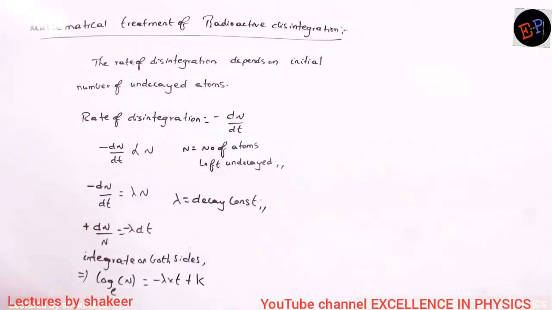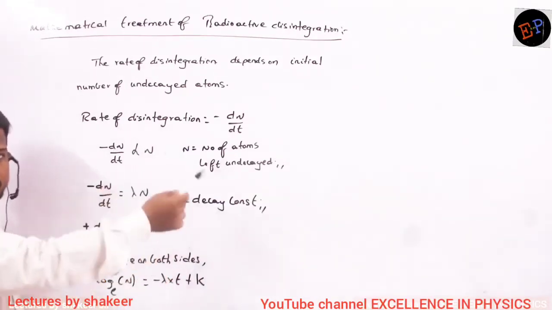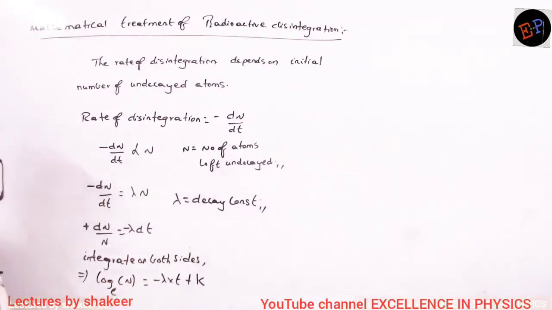This is the method of integration. The differentiation of log x is 1 by x. So the integration of 1 by N will become log N, because integration and differentiation are opposite processes. The integration of dt will become t. Lambda is a constant. When I integrate, there may be some constant values from the initial conditions, and those constant values are written as K here. So these are the rules of integration.